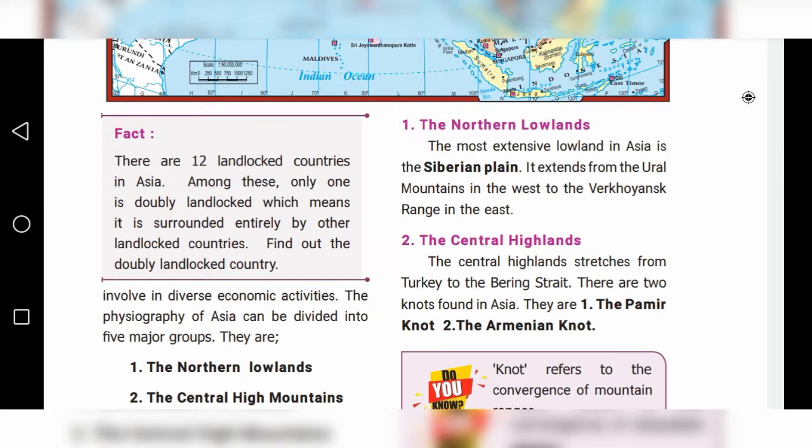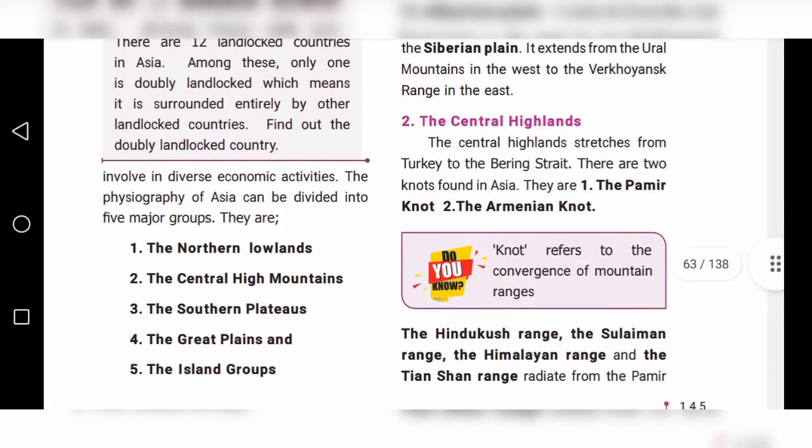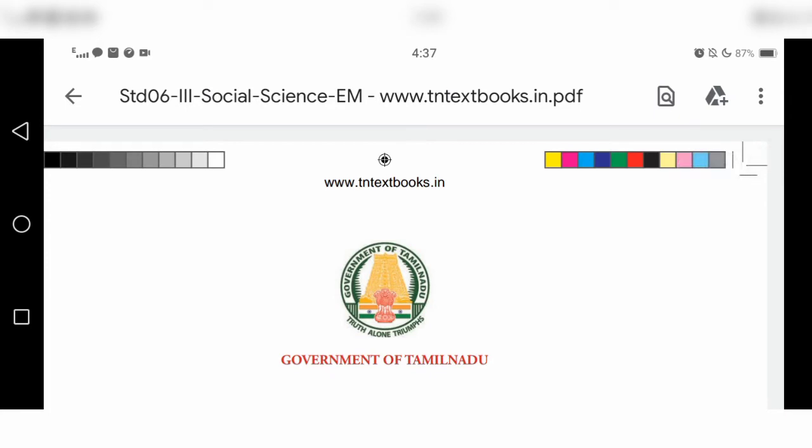Siberian plain. Okay, next one, the central highlands. On the central side highlands, there are two knots present. One is the Pamir knot and the second one is the Armenian knot. So we have to know the meaning of knot. Knot refers to the convergence of mountain ranges. There are two mountains, Pamir and Armenian. The two mountains meet at a particular place, that is overlapping. That is called a knot.